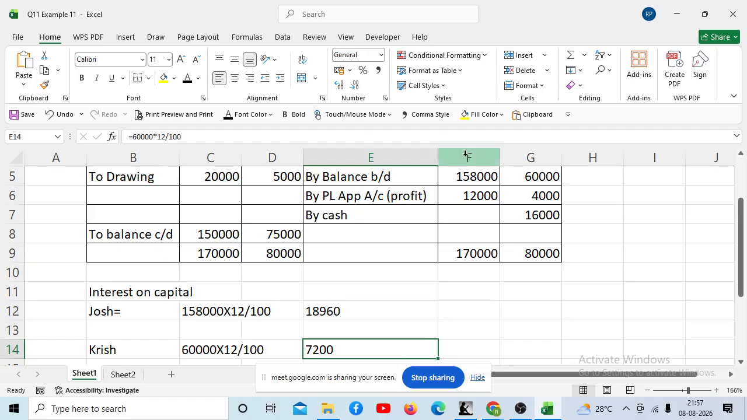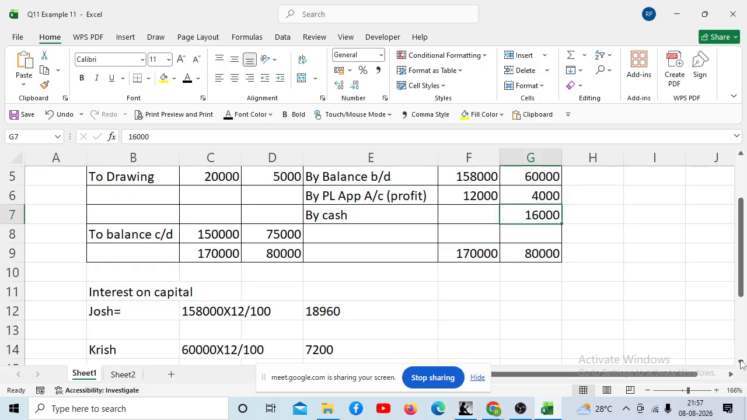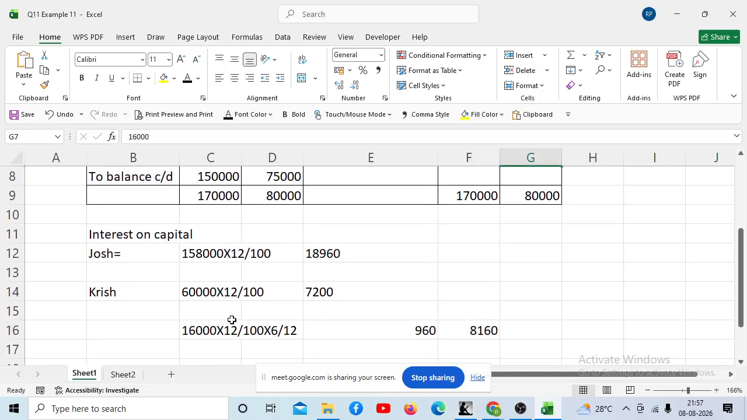Okay, now see, Krish has also brought additional capital of 16,000, right? And when he has brought that in October, so we are supposed to give interest on that also, right? So for Krish, on that 16,000 we will calculate 12% for 6 months, that is from October to March. So that additional comes to 960. So for Krish, the total interest on capital will be the addition of these two, that is 7,200 plus 960.